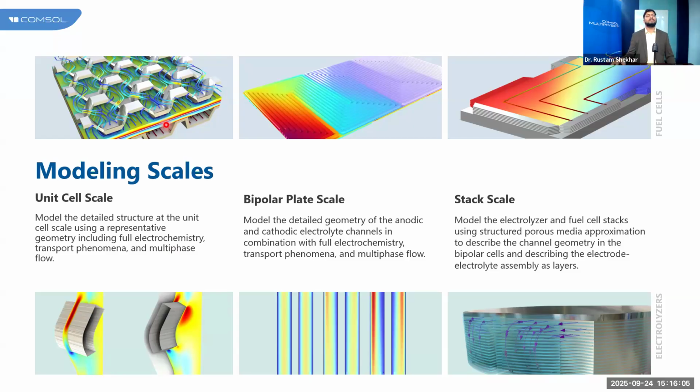So here, modeling scale wise, you may have one scale which is very fundamental, which is the unit cell scale. And once you understand how this particular cell is behaving, then you may want to pack this particular cell around the bipolar plate. This bipolar plate is about the flow arrangement, how we will provide the flow to all three functional layers. So now the next modeling scale will be the bipolar plate scale.